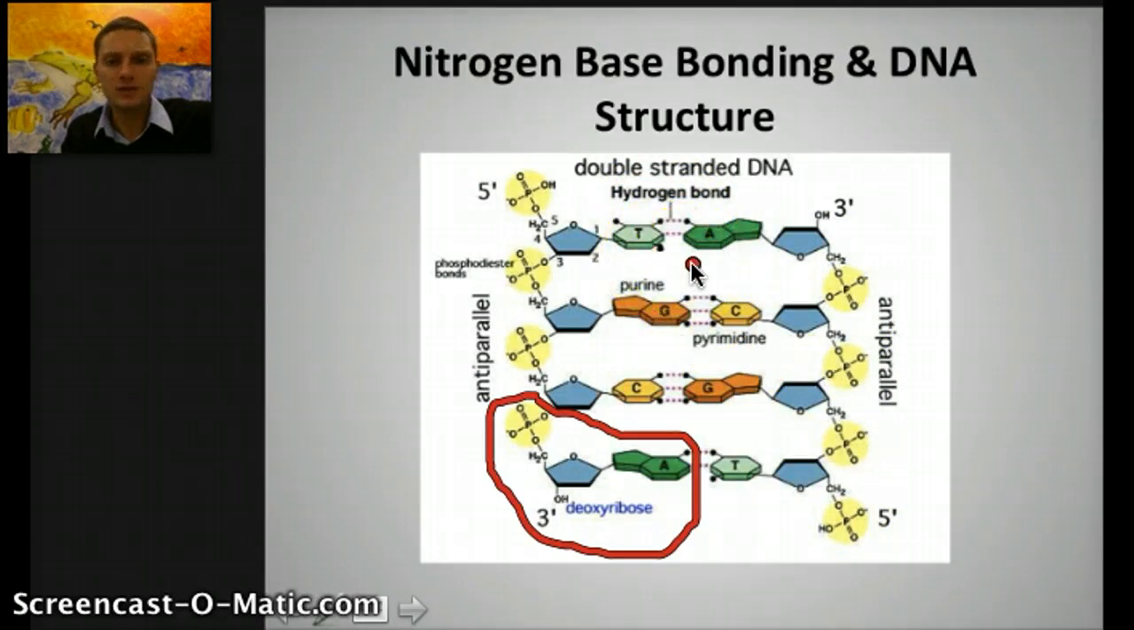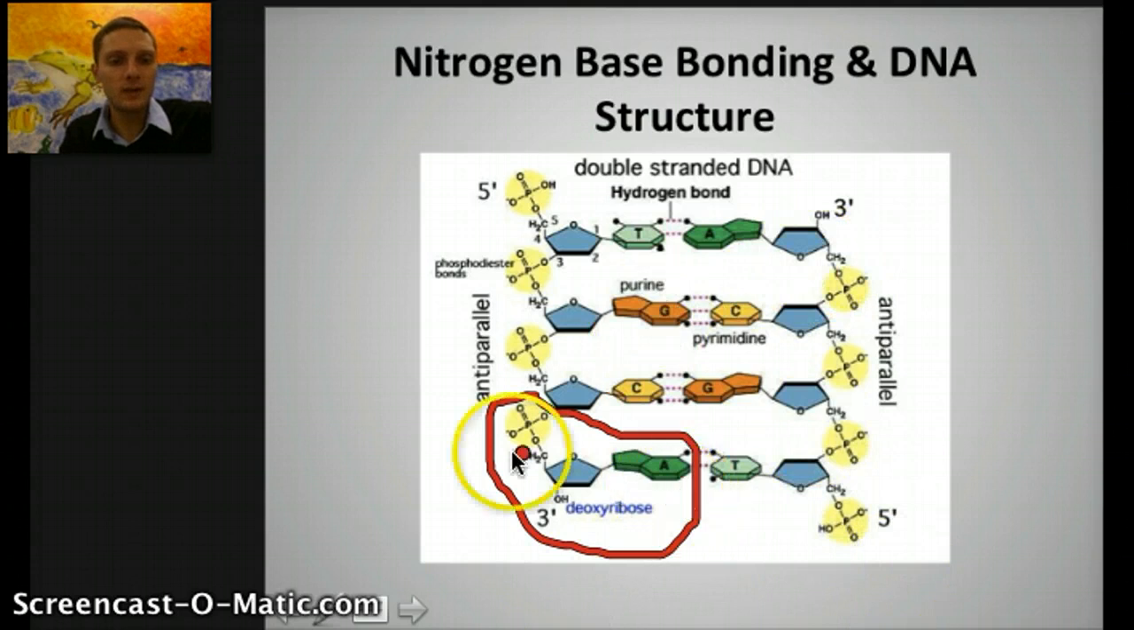The hydrogen bonds are not as strong as a covalent bond or an ionic bond, and an important part of the reason for that is it allows the 2 strands of DNA to separate. So when we get to DNA replication, when we start talking about transcription and translation, these 2 strands actually break apart, and the hydrogen bonds, because they're not quite as strong as the covalent or ionic, allow that to happen.